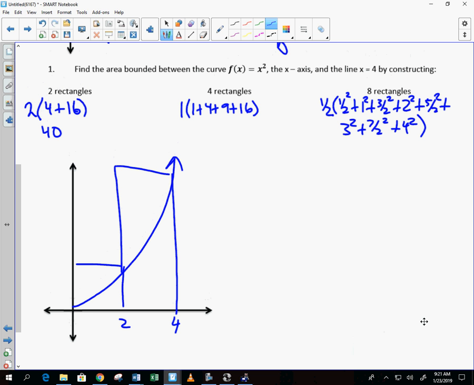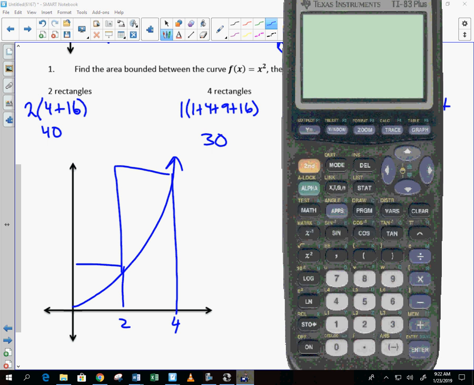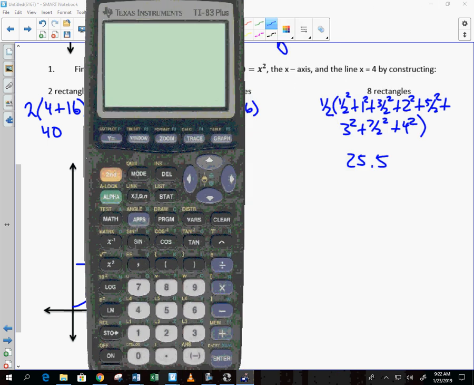Okay, as you're doing your working, hopefully you come up with, in this situation, 1 times the 1 plus 4 plus 9 plus 16, which, what do we get, 30? And then here you have to square 1 half, square 1, square 3 halves, square 2, square 5 halves, and so on and so forth. We got an estimation here, 25.5.